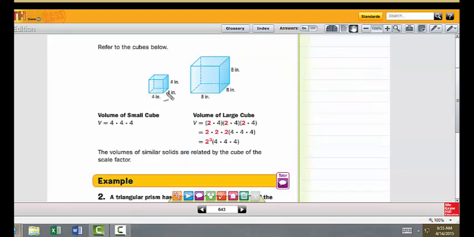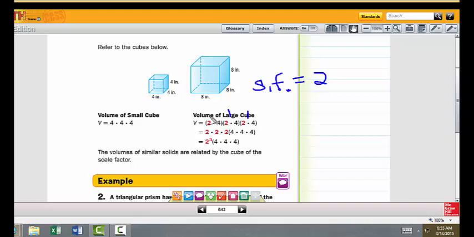So let's take a look at what that means. Refer to the cubes below. Again, we have a 4 by 4 by 4 inch cube, and we have an 8 by 8 by 8 inch cube. So obviously our scale factor equals 2. It is twice the size. Okay, so the volume of the small cube is 4 times 4 times 4, whereas the volume of the large cube is 2 times 4 times 2 times 4 times 2 times 4.